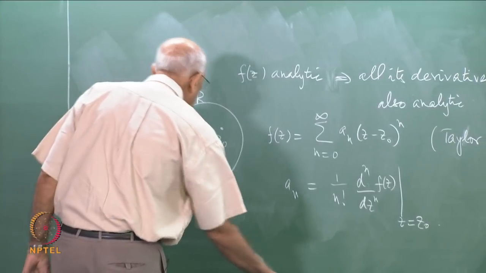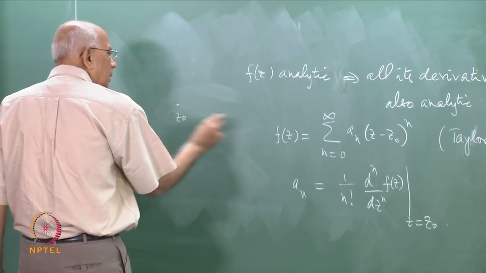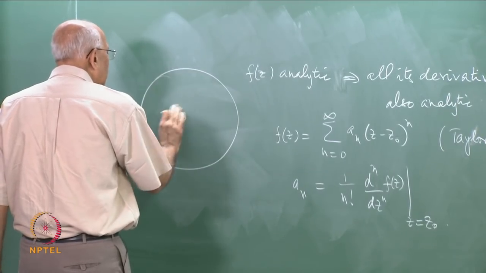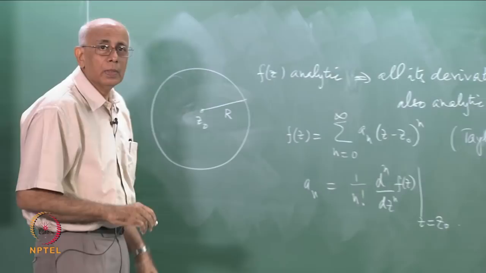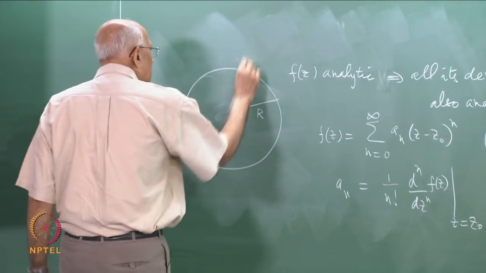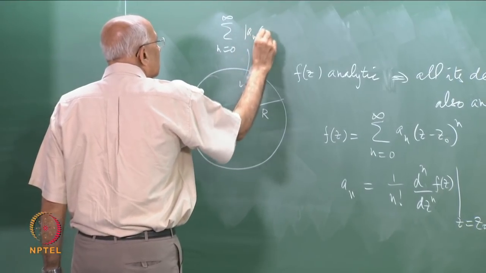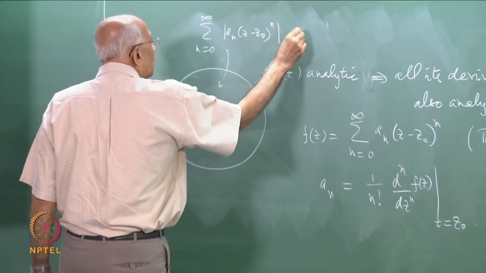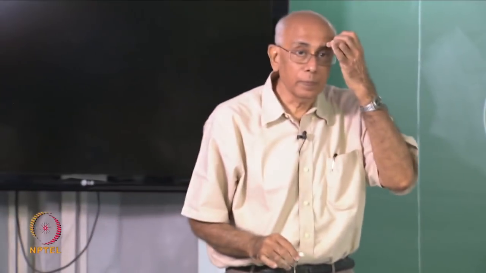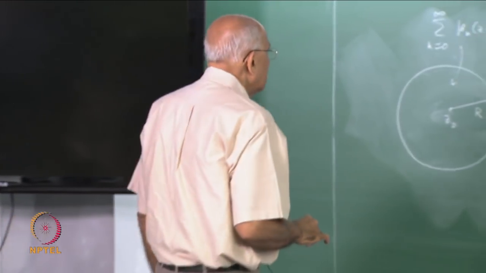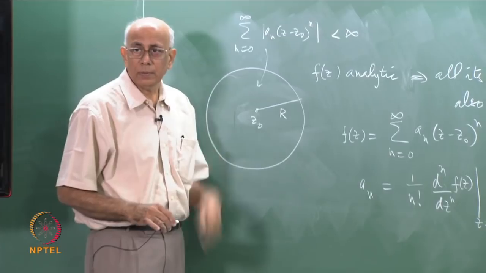So for every power series, you give me a power series about a point z naught, a series of this kind, and there is some circle of convergence about this point z naught with a radius r, inside which, inside this region, summation n equal to 0 to infinity mod a n z minus z naught to the power n is less than infinity, converges absolutely inside. This is called the circle of convergence. This r is called the radius of convergence.